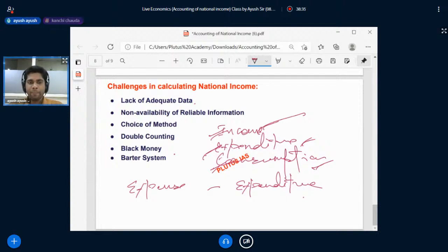Okay. Chatra, you are absolutely correct with respect to the expenditure. That expenditure is regarding generating some asset.